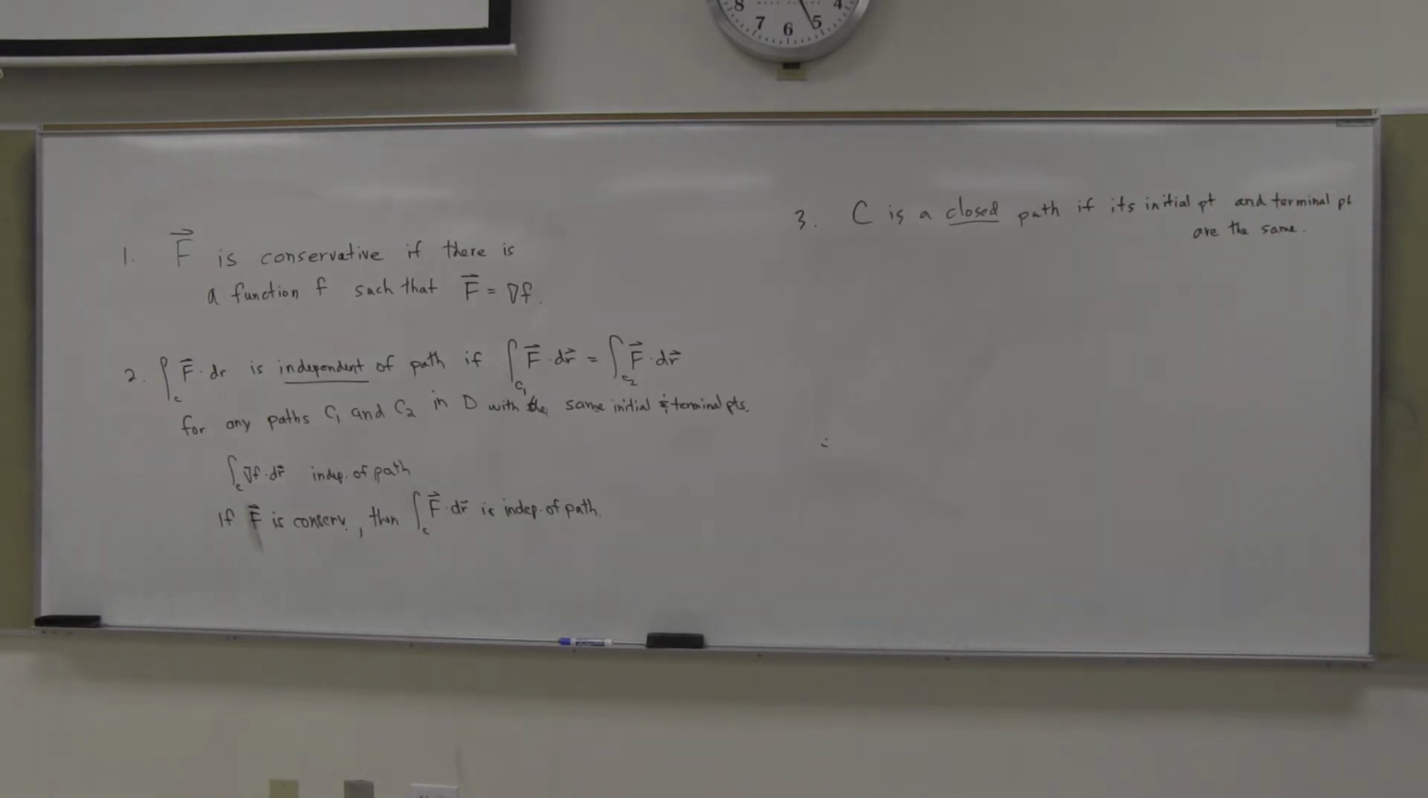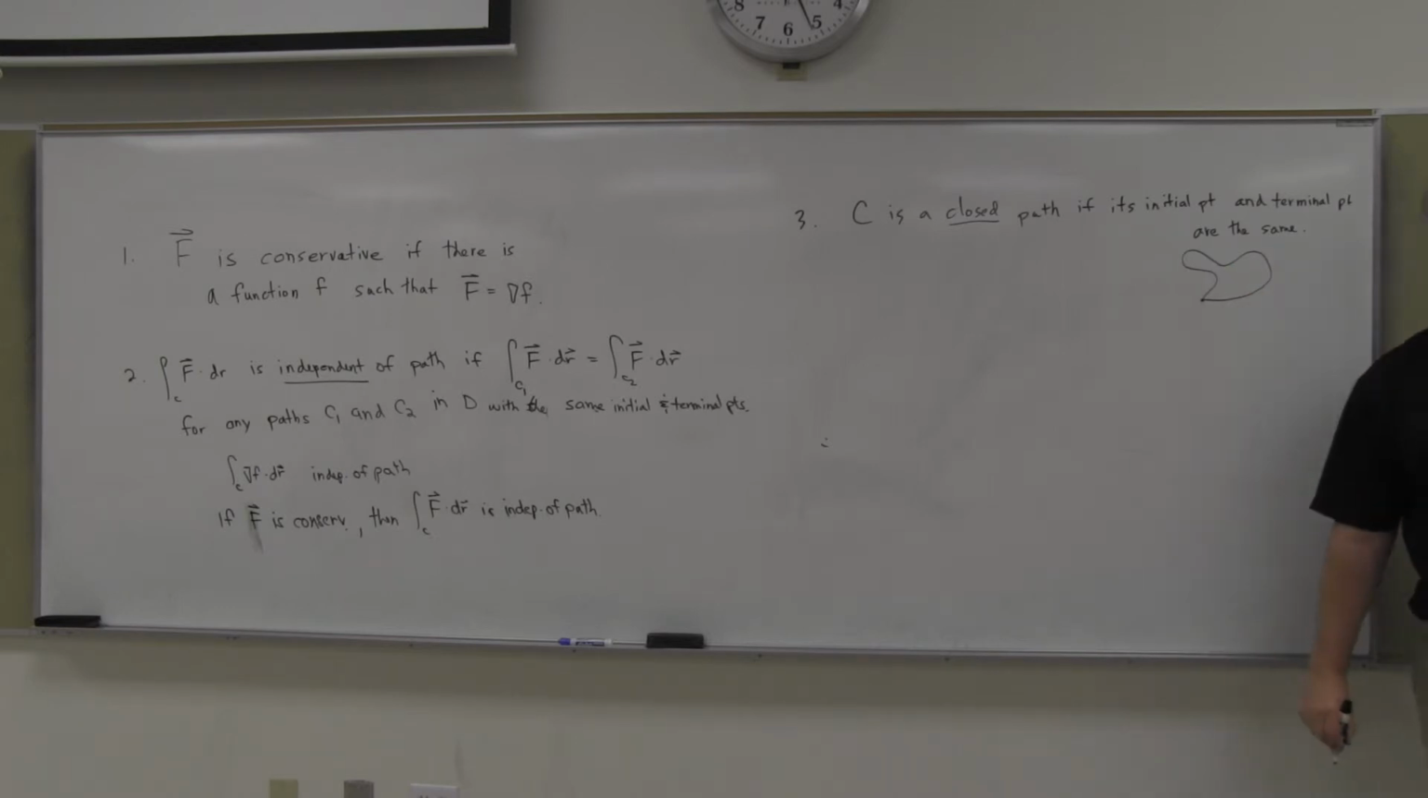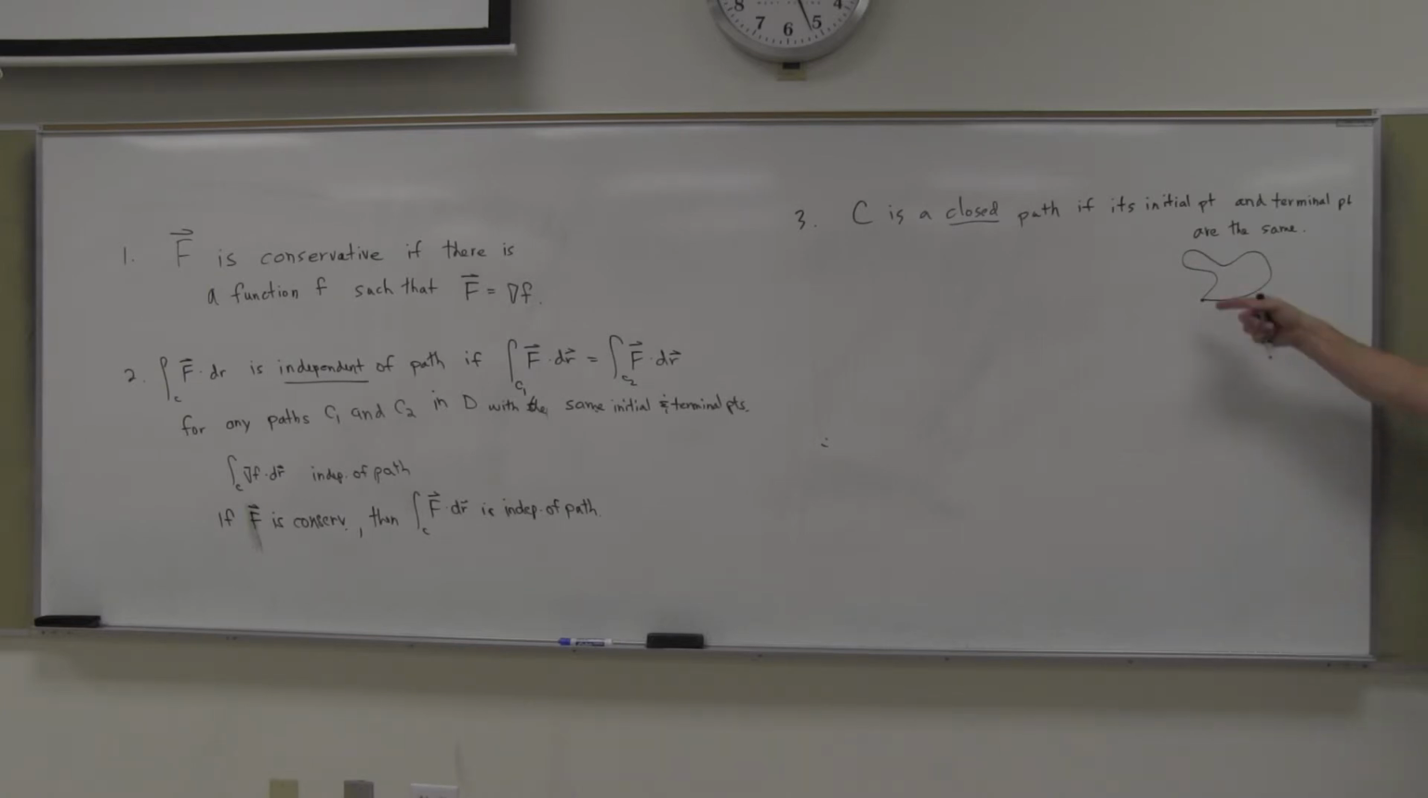A closed path is one where its initial point and terminal point are the same. So if I start here, at my initial point, and then wherever it goes, if it comes back to that same point, yes, it's closed. That's a fairly simple example, but that's the idea. It could be three-dimensional, same idea, but you can see why we say that's closed.